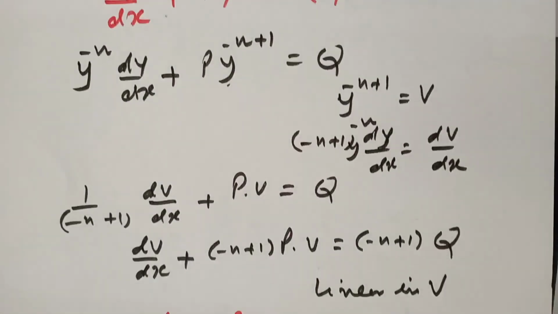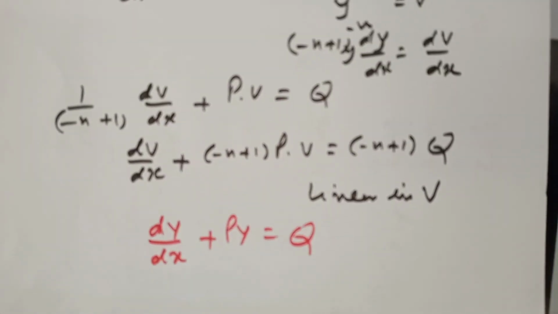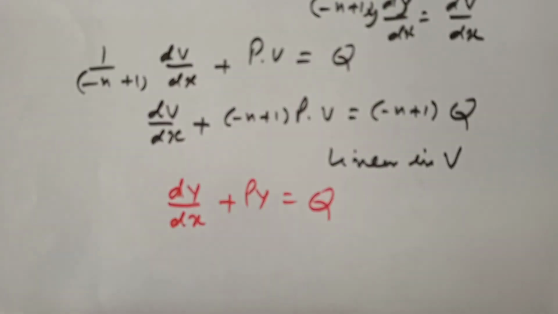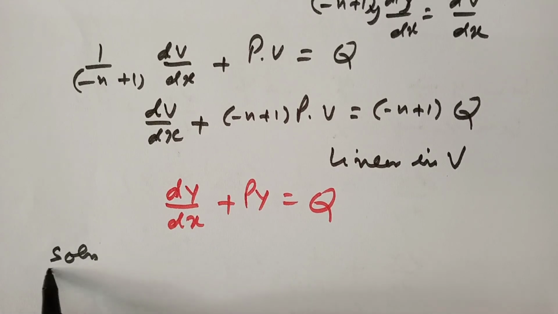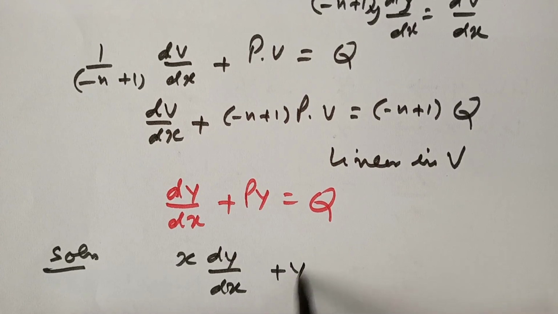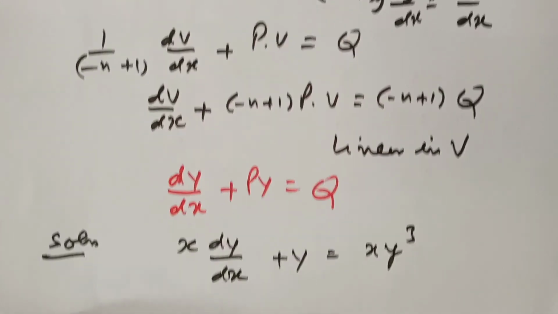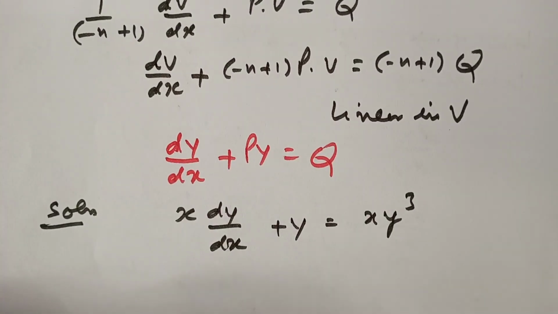So now I am going to explain an example of a Bernoulli equation. Solve the equation x dy by dx plus y is equal to xy cube. First we see very carefully the given differential equation, whose degree is 1. So this is linear. Also, first our aim is to convert it into standard form.